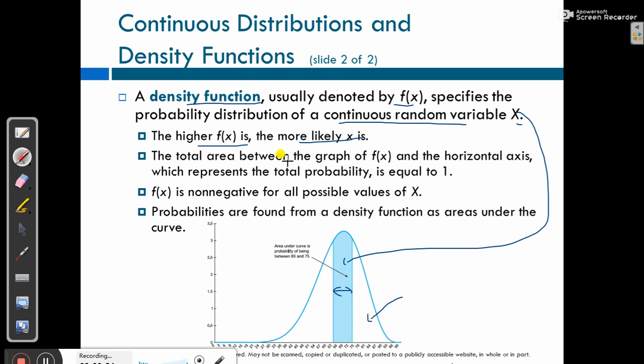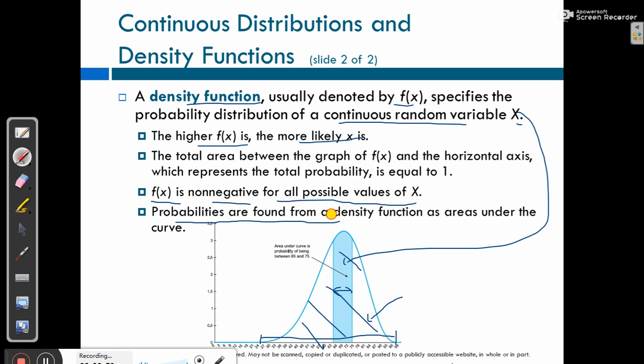The total area between the graph of f(x) and the horizontal axis, which represents the total probability, is equal to 1. So the whole area of this graph is 1; this is the total probability. f(x) is non-negative for all possible values of x. That is a property of the density function: it is non-negative for all possible values of x.